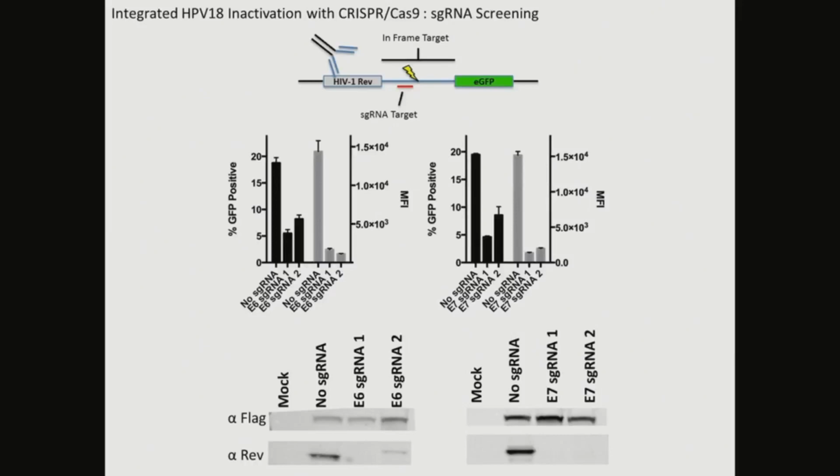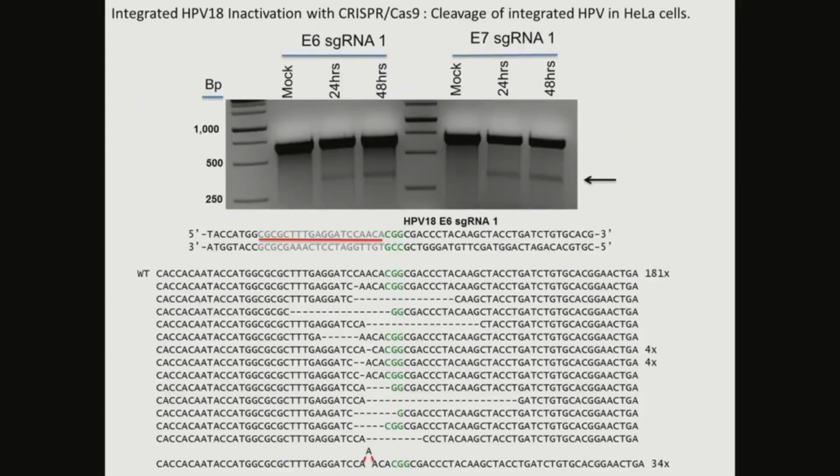You can also see that the steady state of the fusion protein is reduced by Western blot, which is really amazing because in the presence of both of these guides here, blotting for Rev, the fusion protein almost goes away. So these are highly effective guides, and we picked one effective guide for E6 and E7.